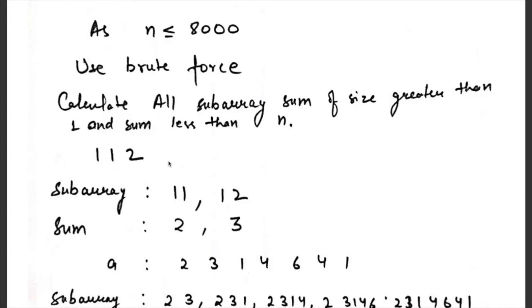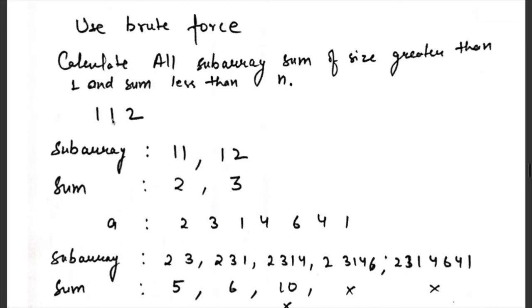In this array, we have subarrays 1 1, 1 2, and I have missed one subarray, that is 1 1 2. If we sum all the elements of the subarrays, we find that the sum of the first two elements is 2, the sum of the last two elements is 3, and the sum of all three elements is 4, which is greater than n, so we will not consider it. So we have seen that there is one subarray whose sum is equal to an element present in this array. We have only found one element, so our answer for this question should be 1.